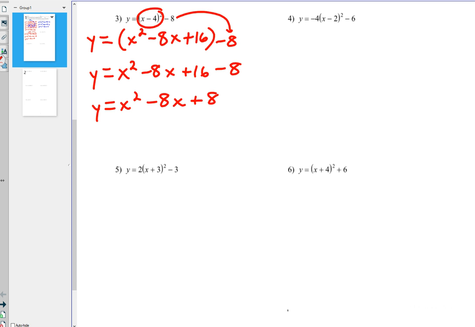See if you can do number 4. Finish it already? Yeah. Exponent comes first.